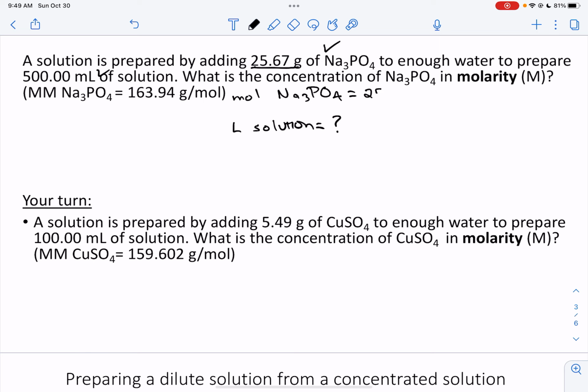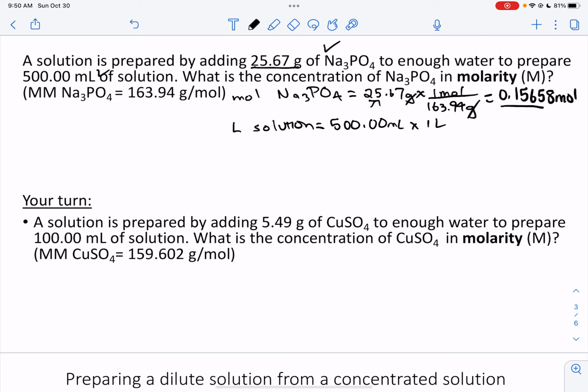So to determine the moles, we can take our 25.67 grams and we will end up dividing by the molar mass, because when we do that, grams cancels and we end up with a value in moles. And then I've got my 4 sig figs based on this value here. Liters of solution in this case, similar to before, I'll take my volume in milliliters and convert to liters by dividing by 1,000.